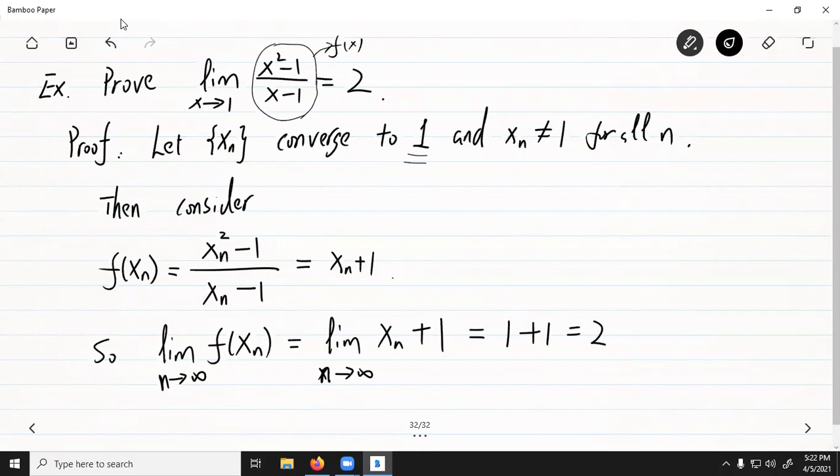Therefore, hence the limit as x approaches 1 of (x squared minus 1) over (x minus 1) is equal to 2. Very easy proof.